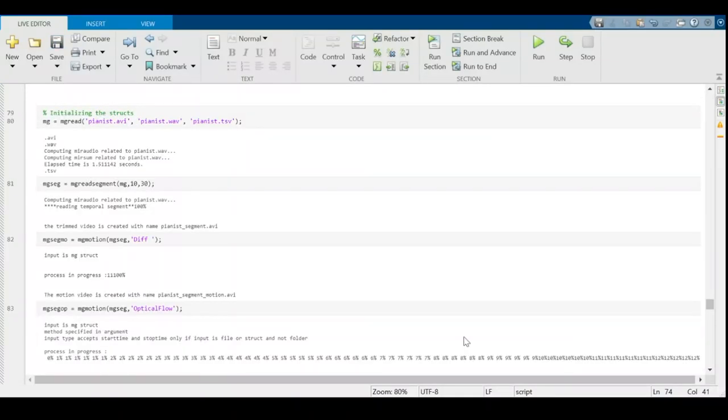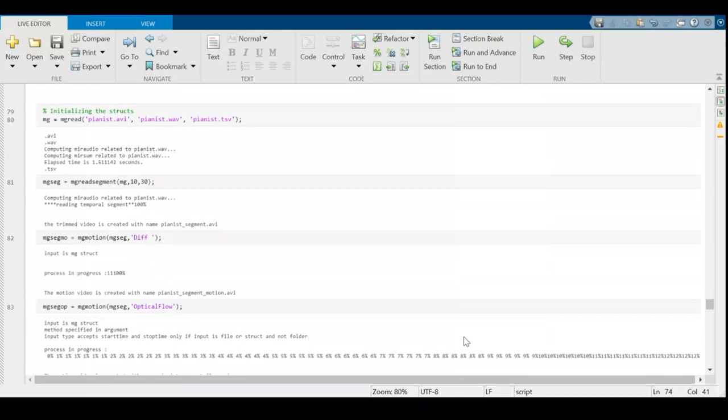Proceeding to motion analysis, we start with computing optical flow. Using the MIR toolbox gesture functions, we can obtain various motion information. For example, the optical flow function computes optical flow vectors, which represent the motion of pixels between consecutive video frames. This can help analyze the flow of movements in the performance.